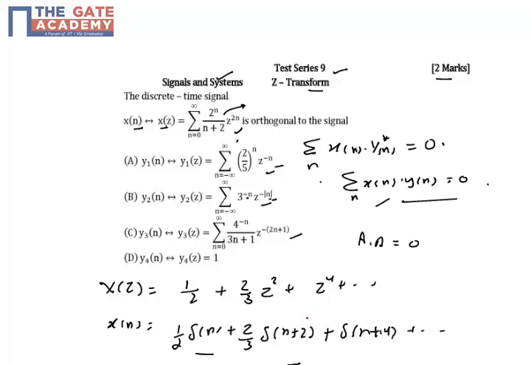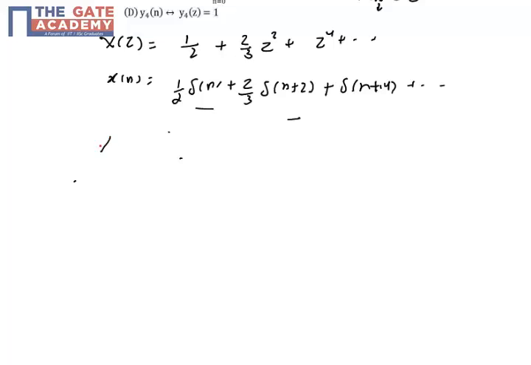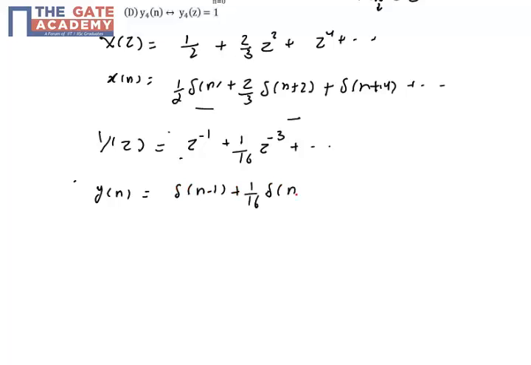If you already have even terms in x[n], you must have y[n] which has odd terms, such that for every value of n, your multiplication is 0. So I think option C is pretty much fine, because option C will result in the odd terms, 2n plus 1, which is an odd term. I can also verify by getting Y(z). So Y(z) is nothing but z inverse plus 1 by 16 z to the power minus 3, and so on. Just take an inverse of it. So y[n] will be delta[n minus 1] plus 1 by 16 delta[n minus 3].